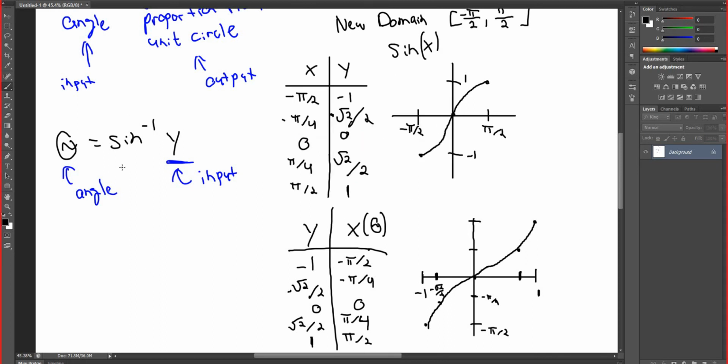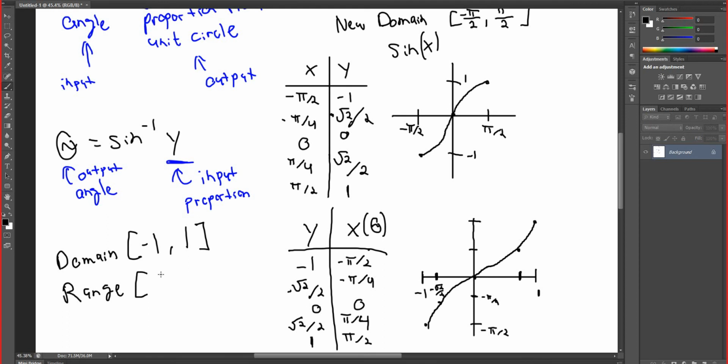While that's finishing up, in this case, our input was the proportion, our output was the angle. I didn't write the word output. Our domain for sine inverse is our inputs, which is -1 to 1. So it just switches the domain and range. And then our range, well, it has to be restricted, is going to be from negative pi over 2 to pi over 2.